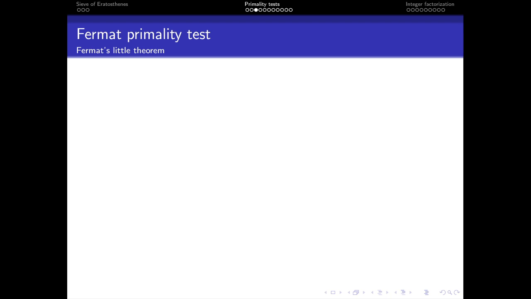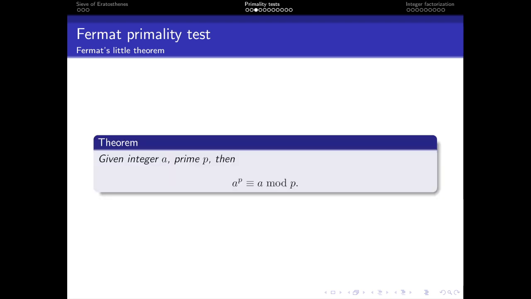A faster test, or a more known test, is the Fermat primality test. It's based on Fermat's little theorem, which states that given an integer a and prime p, then a to the p is congruent to a modulo p, or a to the p minus a is a multiple of p. Similarly, if p and a are co-prime to each other, then a to the p minus 1 is congruent to 1 modulo p, which means that a to the p minus 1 minus 1 is a multiple of p.